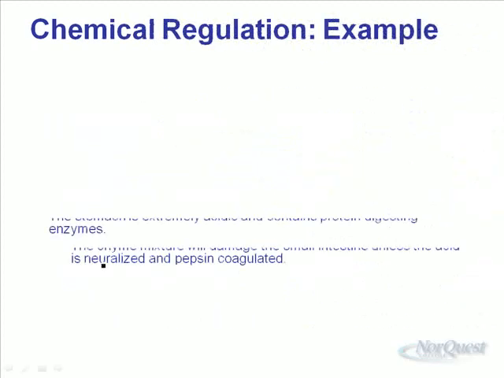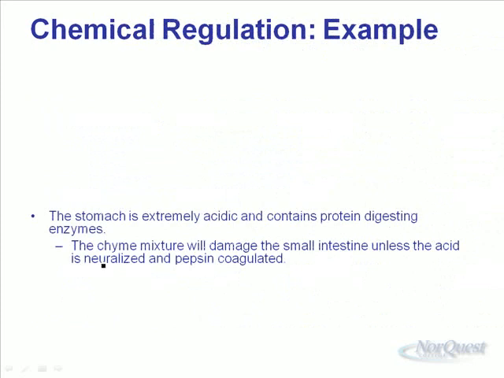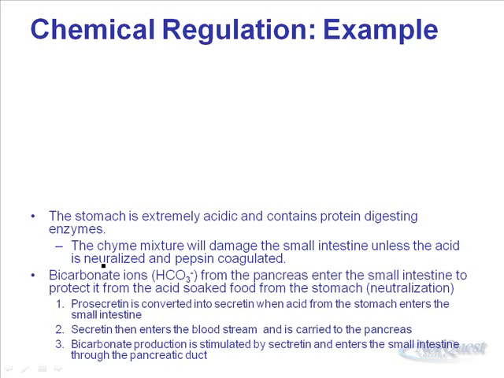Here's an example. If we take a look at this, and I've been talking about it for the last 3 or 4 slides now, but this acid and protein digesting enzymes coming from our stomach are a real problem for our small intestine. So the chyme mixture is going to damage our small intestine unless we neutralize that acid and destroy the pepsin. Here's the process. Bicarbonate ions from the pancreas enter our small intestine to protect it from that acid-soaked food from the stomach. The general process is prosecretin.